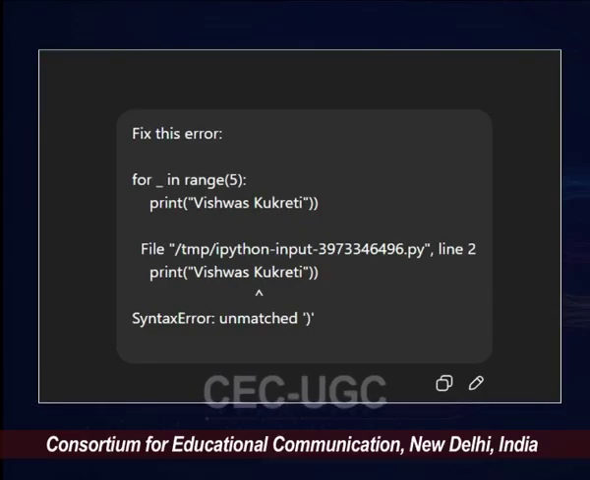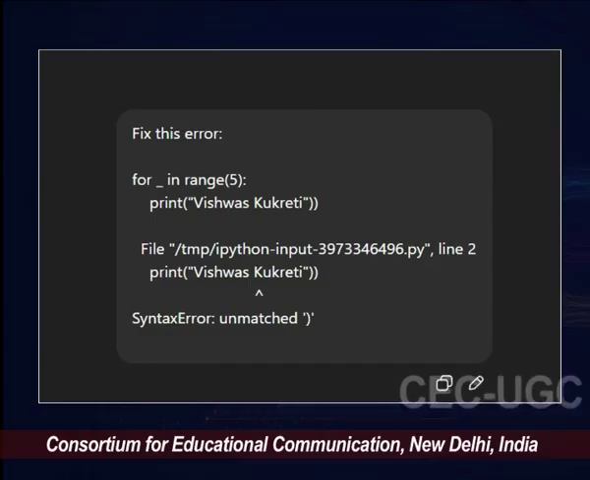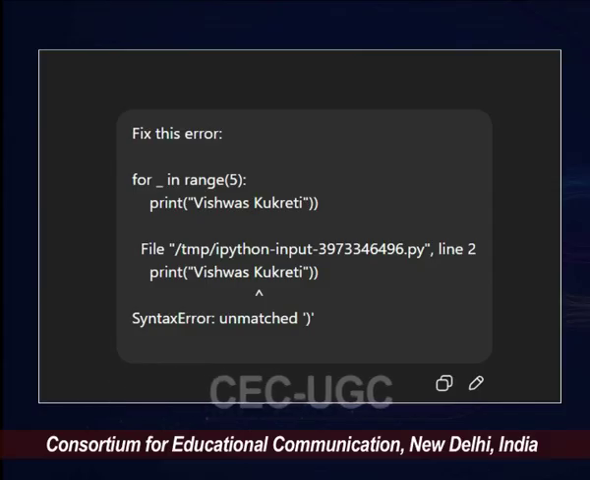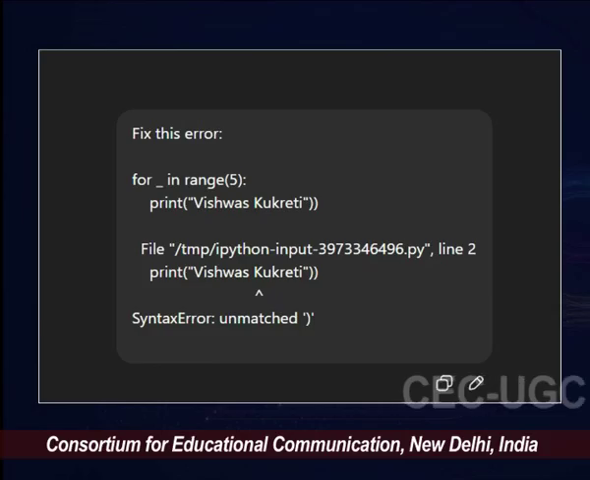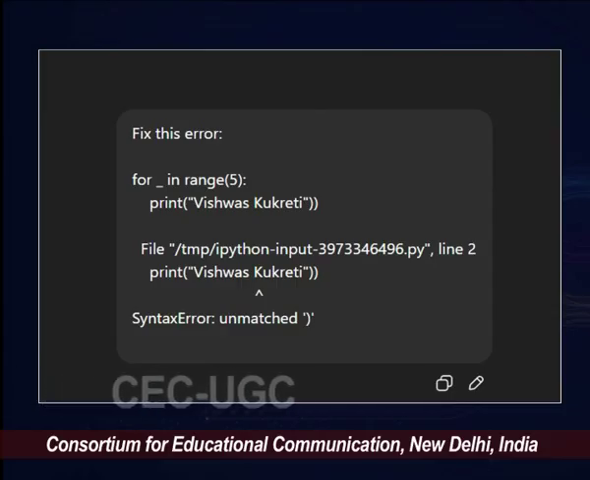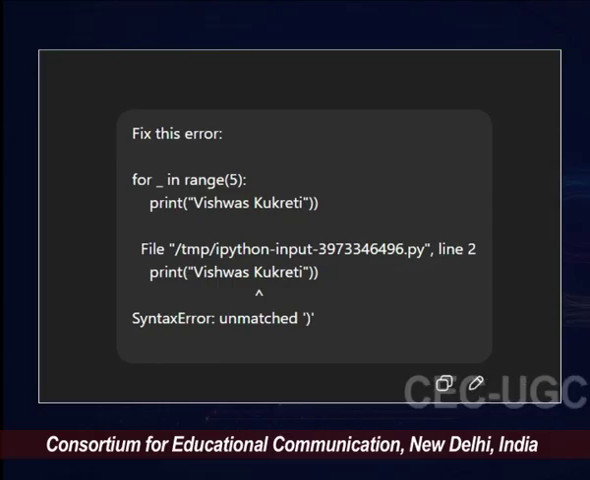We are going to go back to ChatGPT and paste the code. If you can see, the code is: for underscore in range 5, print Vishwas Kukreti. And then I have pasted the error which says file, and the error says print Vishwas Kukreti, syntax error, unmatched parentheses. Now I request ChatGPT to fix this particular error. As you can see on my screen, I'm prompting ChatGPT to run this code, understand the error, and then debug this particular code.